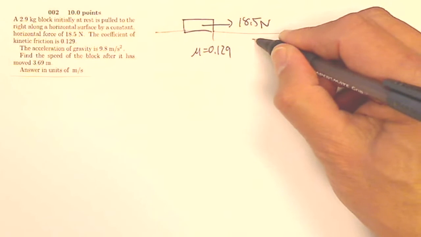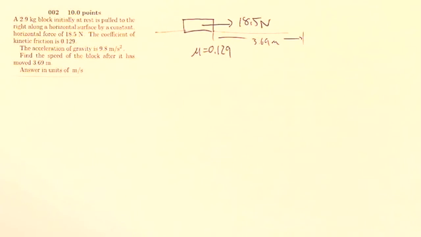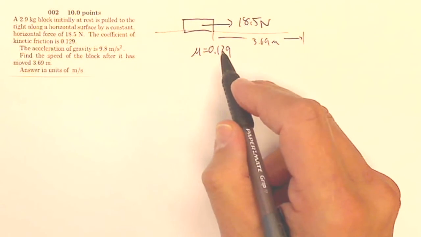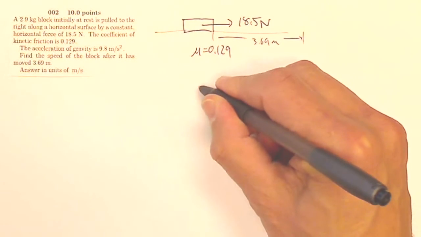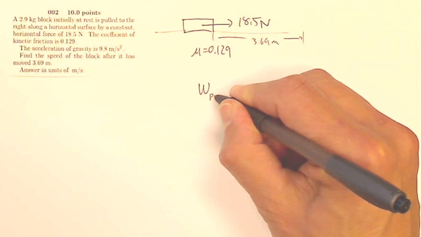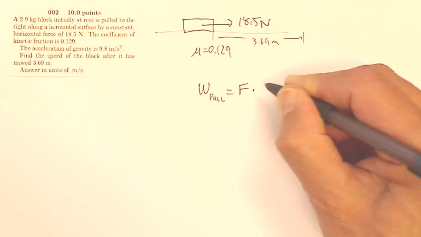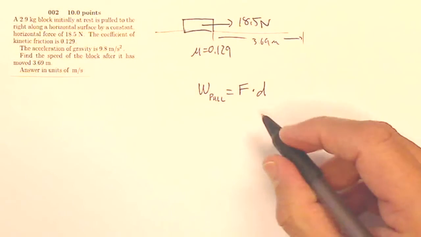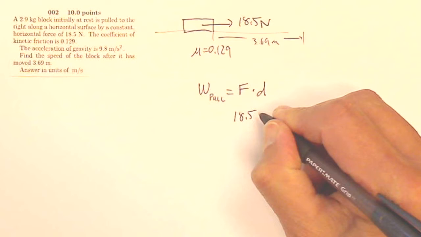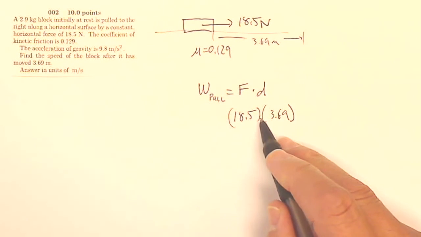So I'm going to move this thing 3.69 meters in this direction. Now, I could do this with energy because this is my force, this is my distance. So the work done by me, the work done by the pull force, is going to be the pull force times the distance times cosine of 0, which is 1. So this is going to be 18.5 times my 3.69. But that's not the total work done.